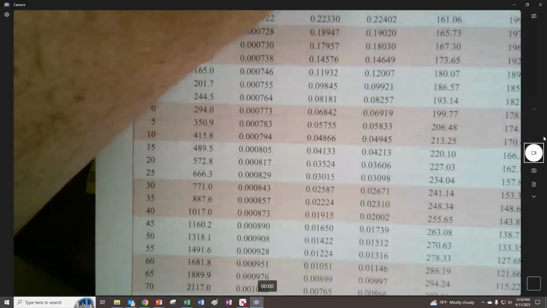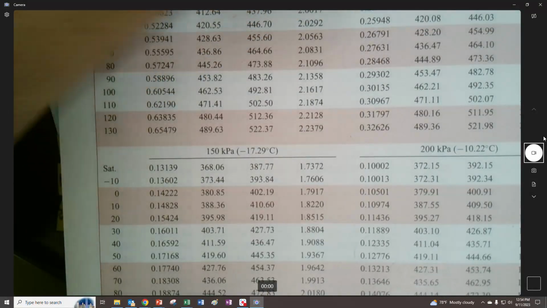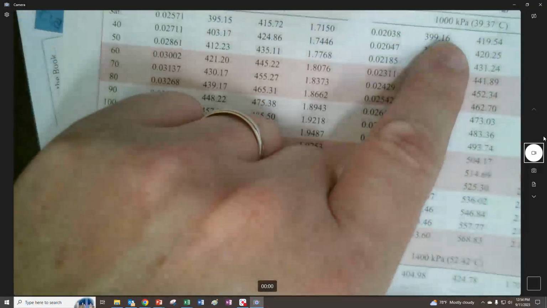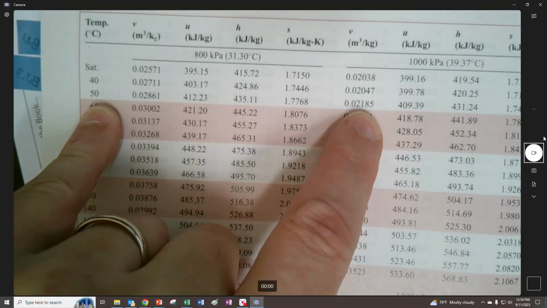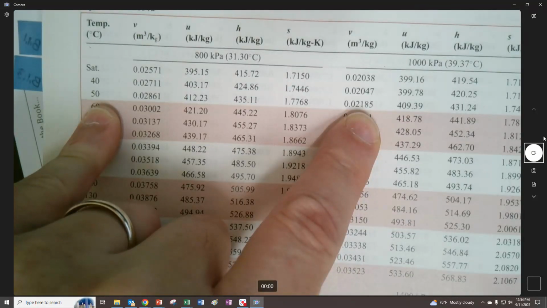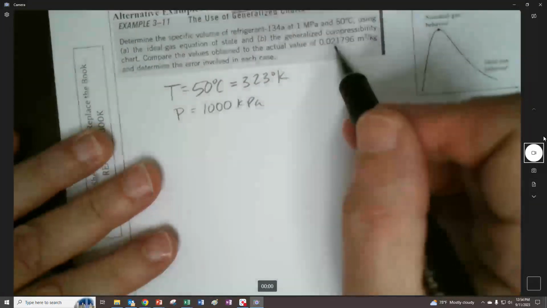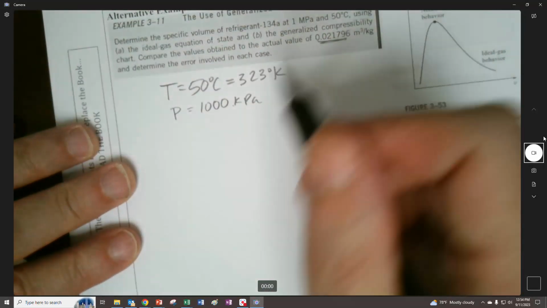So we can go over and find 1,000 kilopascals, and here we go, 1,000, and they said they had 0.021796. So we are off just by ever so slightly. But interesting that they have a different value than us, right?